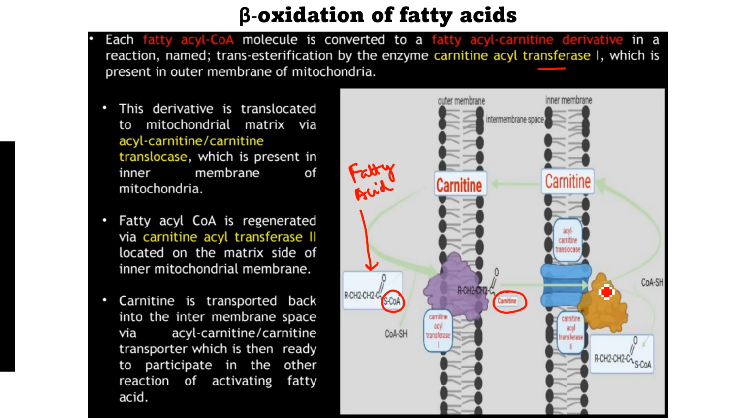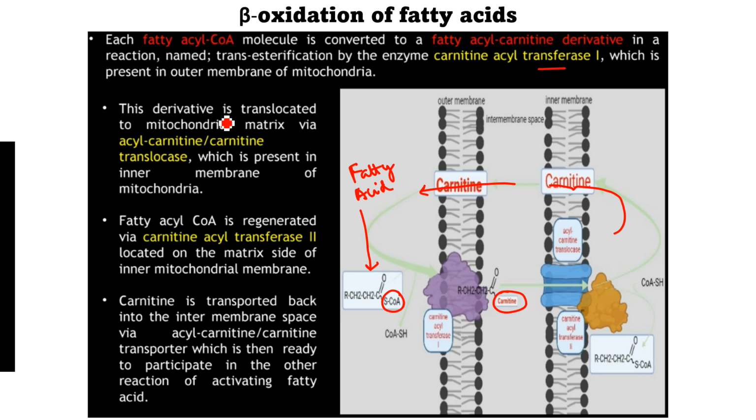Now when it moves into the matrix, towards the matrix side of the inner membrane, there is another enzyme, carnitine acyl transferase 2. What it does is replace the carnitine with the S-CoA group, and this carnitine is again recycled back into the cytosol. Okay, so this is the carnitine shuttle system that you need to understand. I hope this is clear.